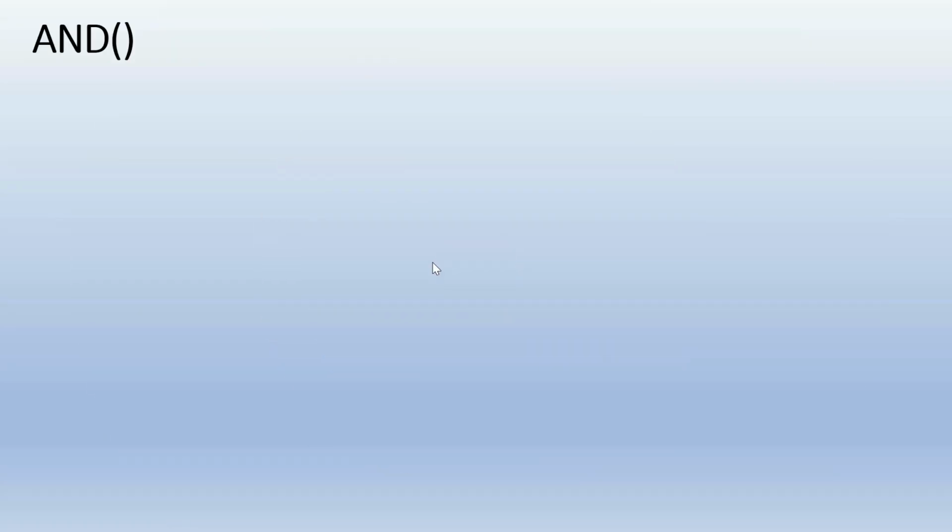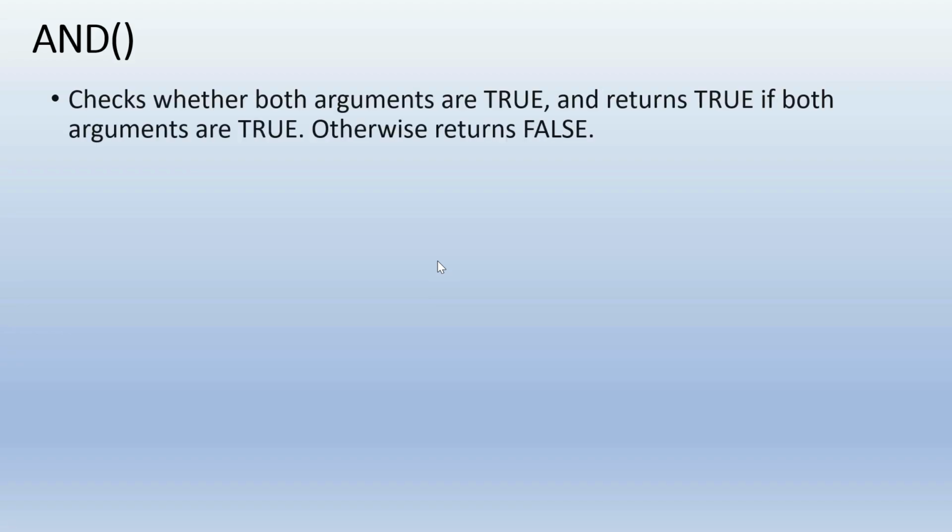Here we do have the AND function. The AND function is used when we have to perform the AND operator between two conditions, right? So there is no difference between the AND operator and the AND function. The only difference is that in the AND operator we can pass multiple values, and inside the AND function we have only two parameters, right? So let's see what this AND function is.